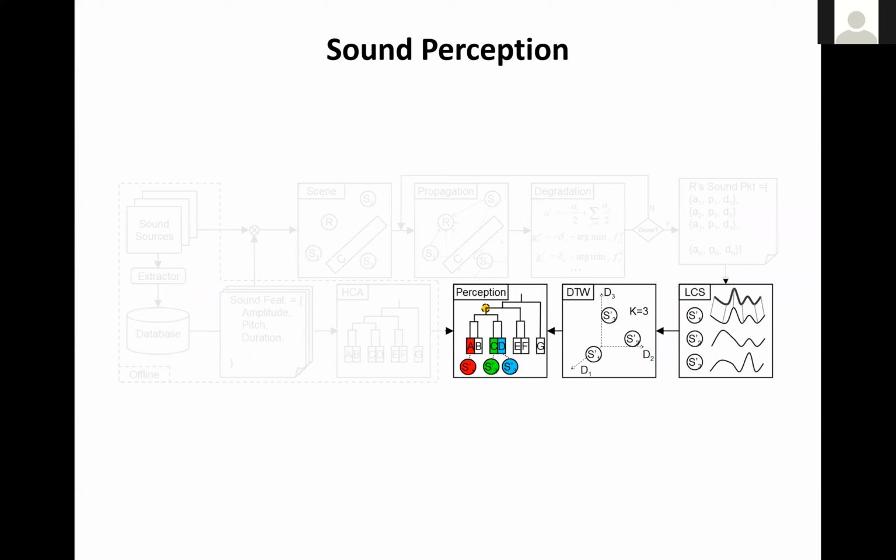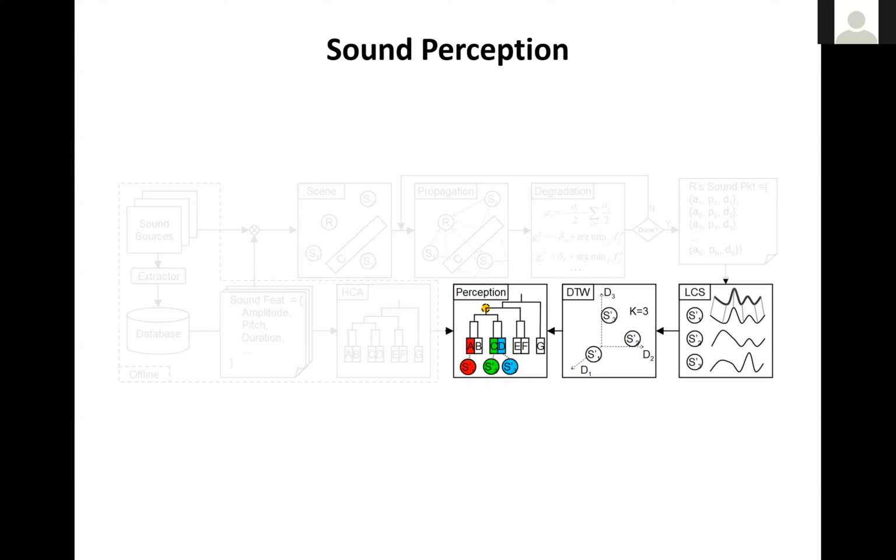So this distorted sound signal is then perceived at a receiver, right? So at the location of an agent, we essentially have a sound perception model which tries to understand what it thinks it heard, right? And it compares it to sounds in the database to find an accurate or an approximate match.